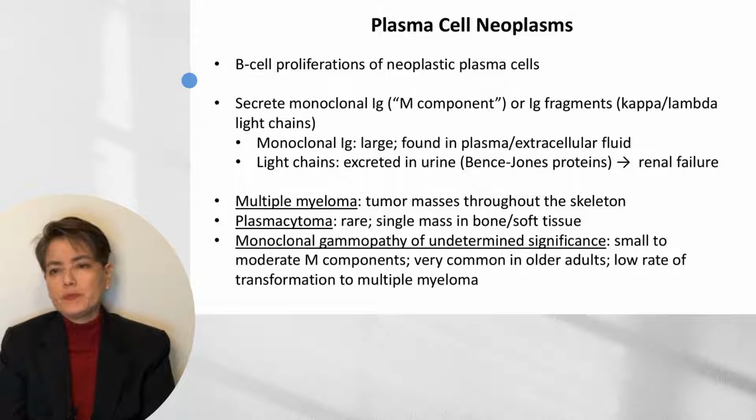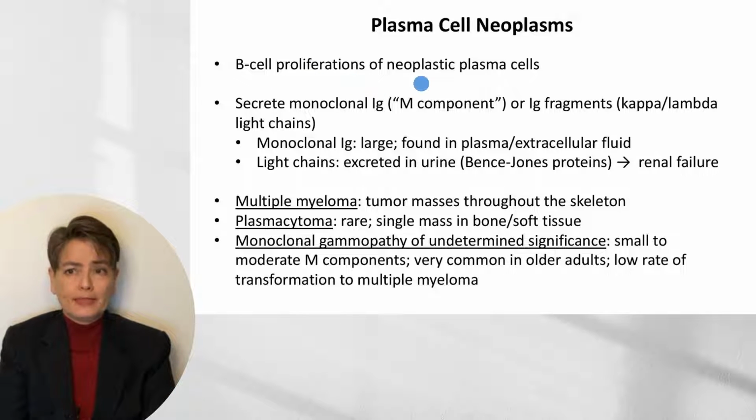So let's take a look at our plasma cell neoplasms so we can explore this a little bit more. Plasma cell neoplasms are going to be B cell proliferations of our neoplastic plasma cells. They will be secreting monoclonal immunoglobulin, which is referred to as the M component, or simply immunoglobulin fragments such as kappa lambda light chains. This M component is large and is found in the plasma or extracellular fluid, whereas the kappa and lambda light chains can be excreted in the urine as Bence-Jones proteins. These can accumulate in the kidney where they are toxic, leading to renal failure.